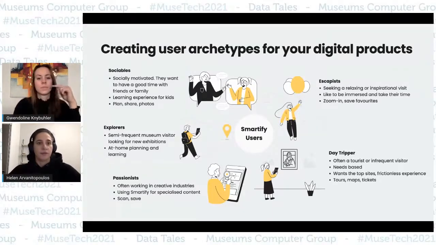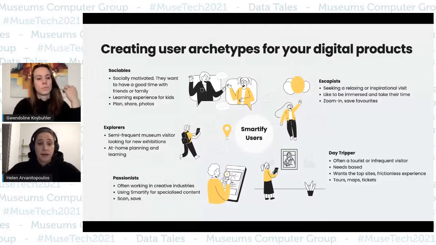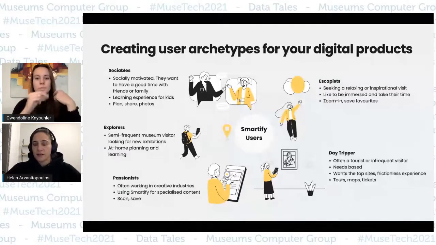And we were able to produce 5 archetypes, which range from sociable people to people who just want to escape the everyday, explorers that are really looking for those new exhibitions, passionists who obviously still may be working in the industry and want specialized content, to a day tripper, which is the typical museum lover that just loves to come and check out the latest exhibition.